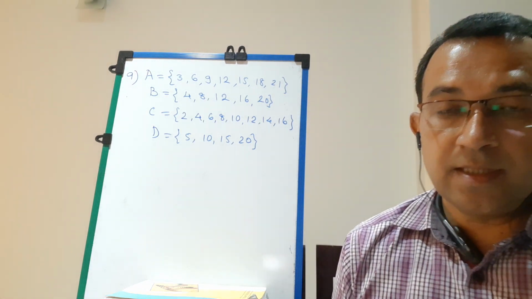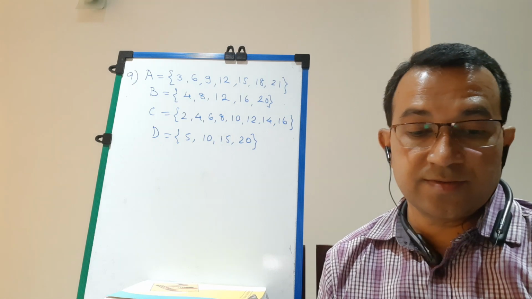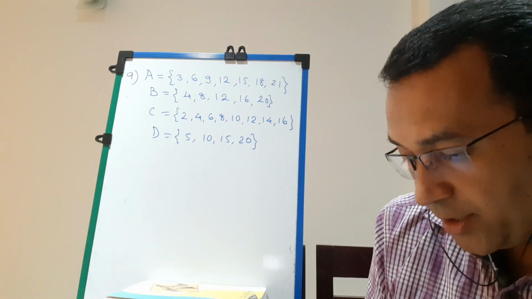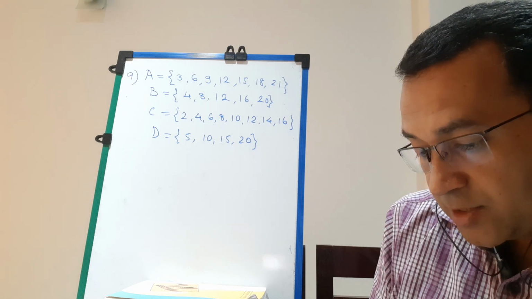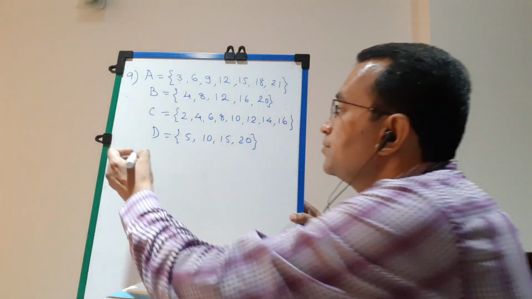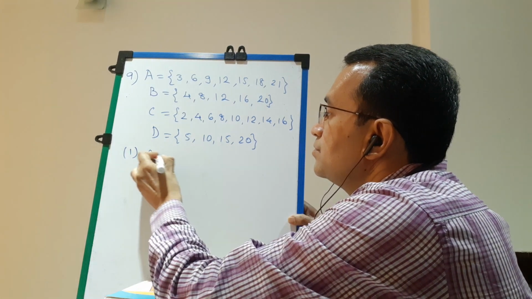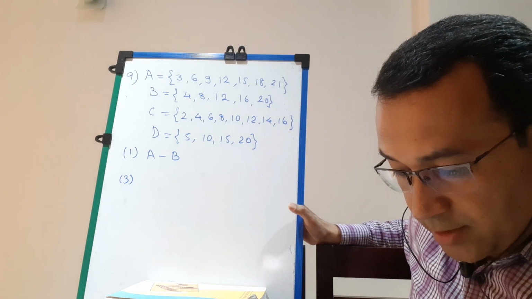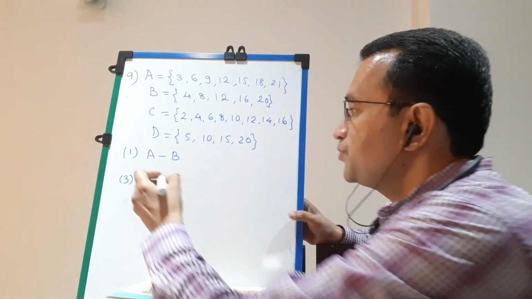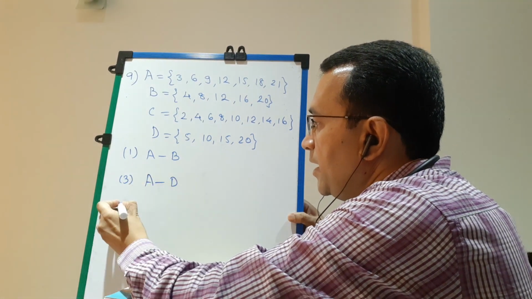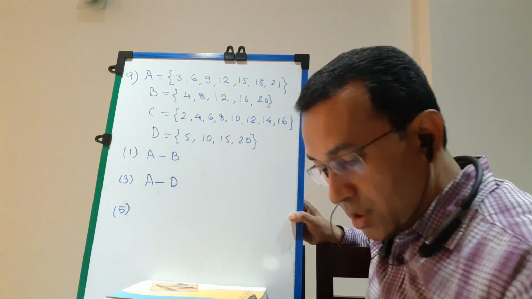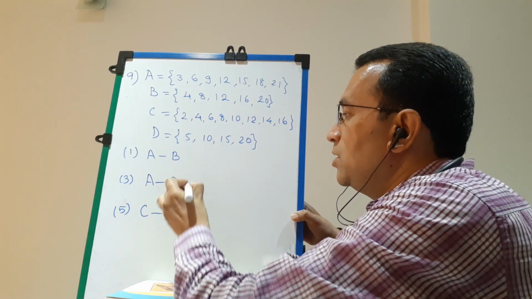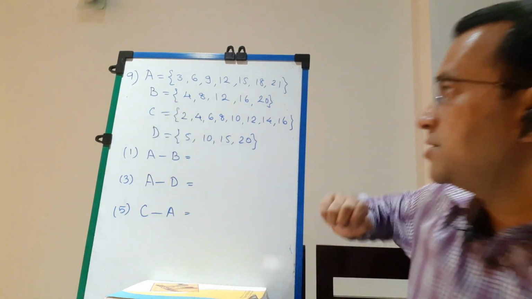Okay, students, let us go for the odd questions. I am operating all the odd parts. The first part is A minus B. Let us do three parts together. The third part is A minus D. And the fifth part is, students, C minus A. Okay, now all of you concentrate.